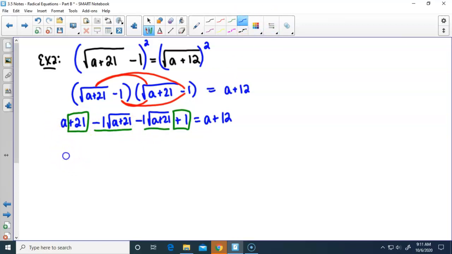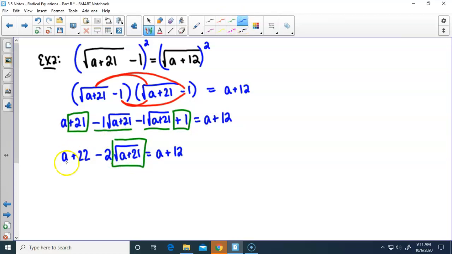And so when I do that, this a is going to stay out front. 21 and 1 is going to give us 22. And then I've got a -1 square root of a plus 21, another -1 square root of a plus 21, which is going to give us -2 square root of a plus 21. And this all equals a plus 12. So to solve this problem now, we've combined all that we can. We want to now focus on getting this square root right here by itself so that we can square both sides here.